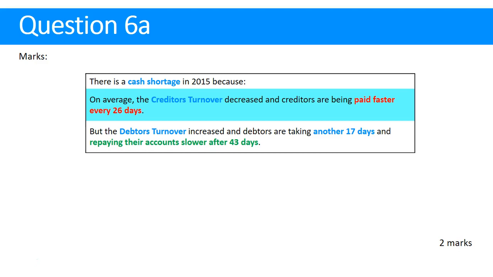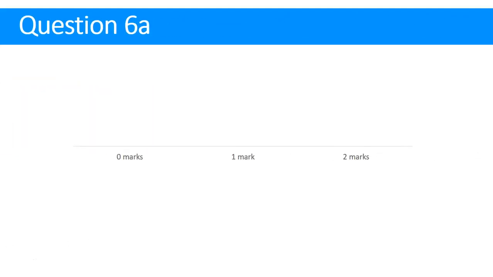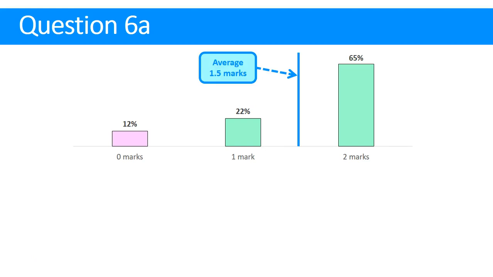1 mark was given for explaining the creditors' turnover, and 1 mark was given for the debtors' turnover and relating that back to the creditors' turnover trend. The average marks for the exam are very well answered. 65% of the state were able to formulate 2 answers as to how the cash shortage was explained with the figures we were given. The average was 1.5 or 75%, which, as we saw, was one of the higher averages for the paper.